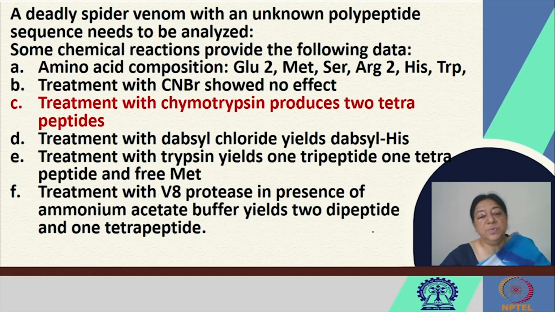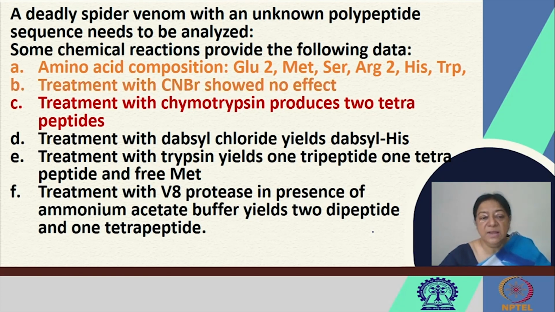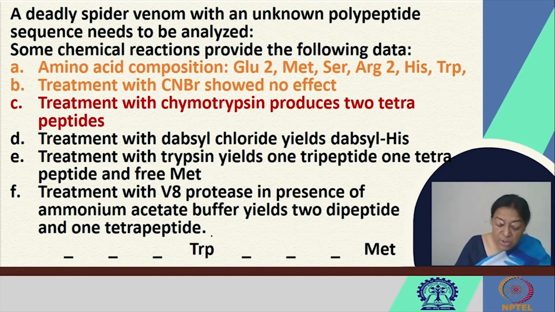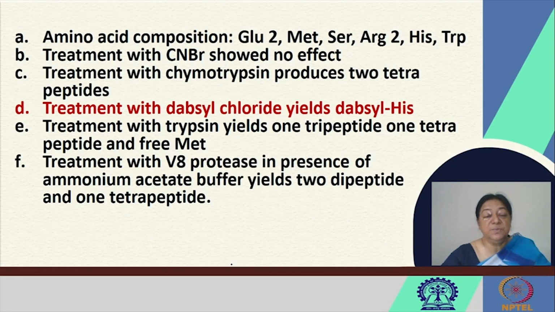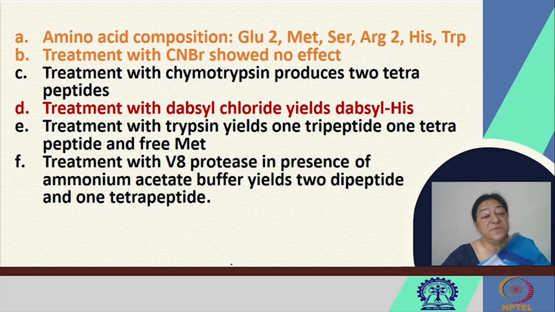The next was treatment with chymotrypsin, which gave us 2 tetrapeptides. Now, we have the amino acid composition that will tell us where the chymotrypsin will work. We know that chymotrypsin works on the carboxyl sides of aromatic amino acid residues. So it gave two tetrapeptides, and given that this is an octapeptide, we know that we can have the cleavage here. So that means that we now have our two tetrapeptides. The dansyl chloride gave us dansyl His. So what does this mean? This means that this is giving us the first amino acid.